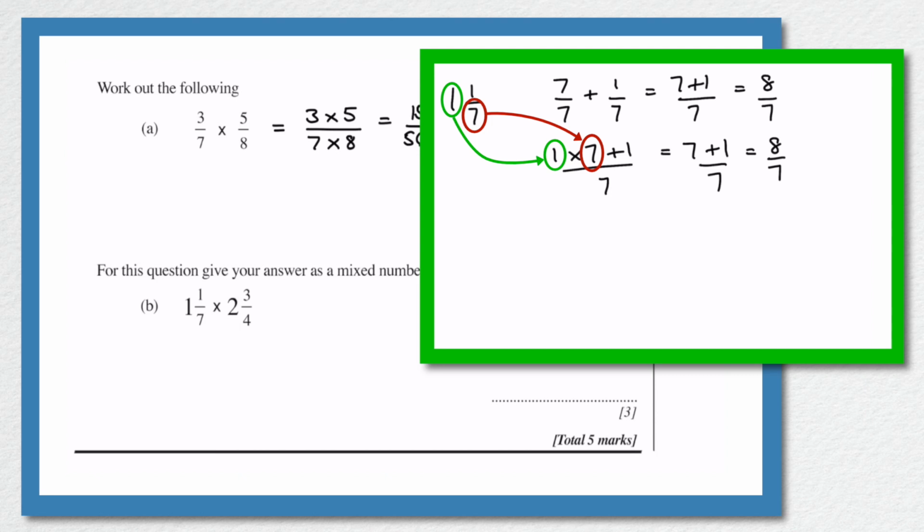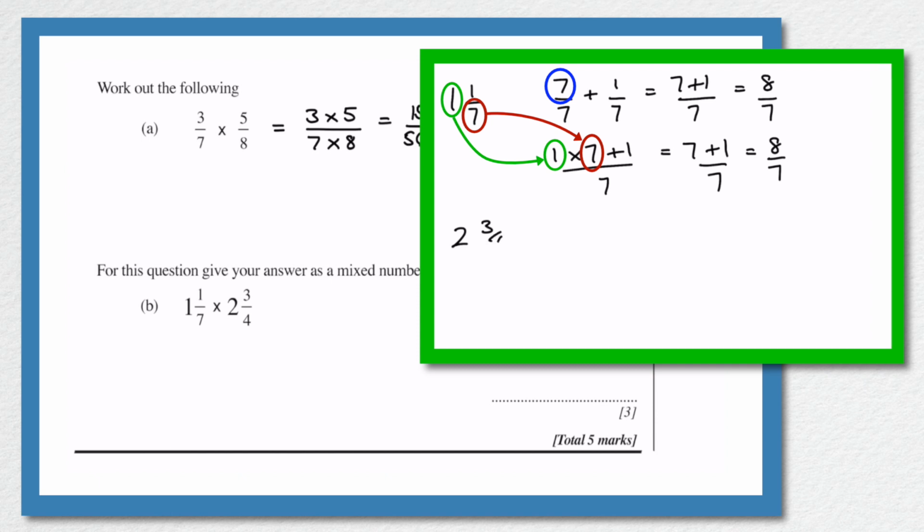Do you see how this second approach works? Pause the video and have a think if you need to. By multiplying the 1 by the denominator of 7, we have created this 7 here. It's just a different way of writing it, but getting the same result.